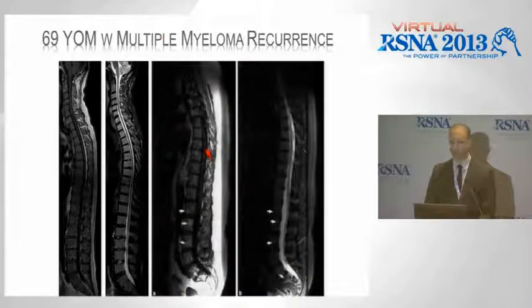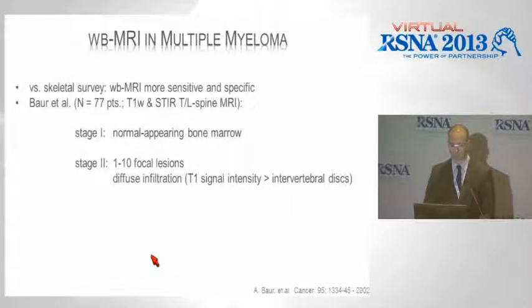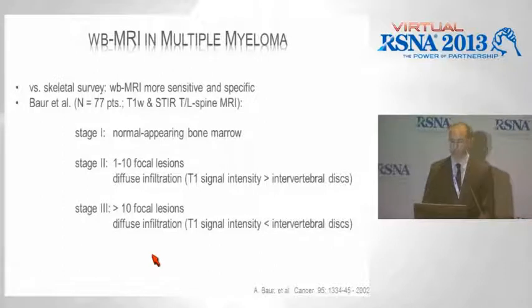There's also a pattern called the salt and pepper pattern, which is a more heterogeneous infiltration of the bone marrow. You can see you have islands of bright signal here on the T1, which is still fat, and it's considered a more mild infiltration pattern. They also came up with a stage 3, which is more focal lesions and a more pronounced diffuse infiltration.